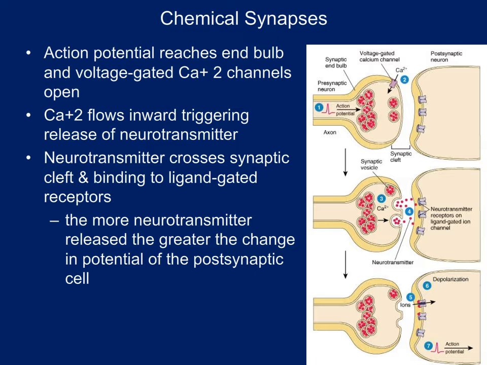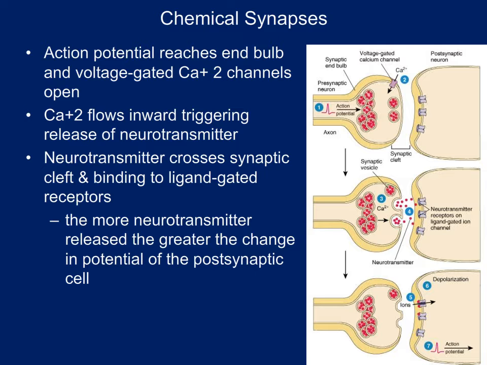Initially, we have an action potential traveling down the axon of that presynaptic neuron. Now, once it reaches the end bulb, it will cause an influx of calcium into the axon bulb. This influx of calcium will then cause the release of vesicles of neurotransmitter. This neurotransmitter will diffuse across the very narrow gap between the two cells, which is called the synaptic cleft.